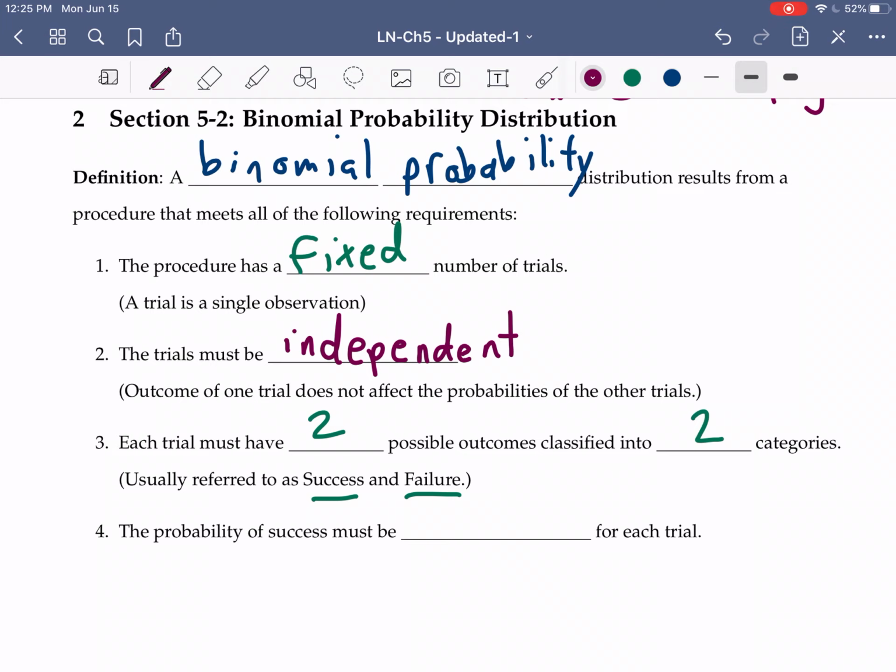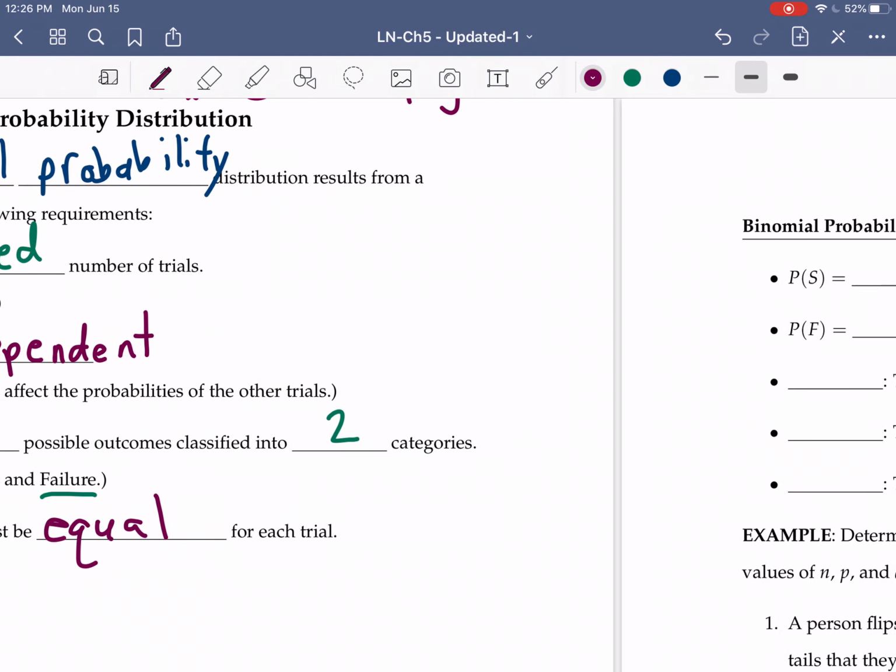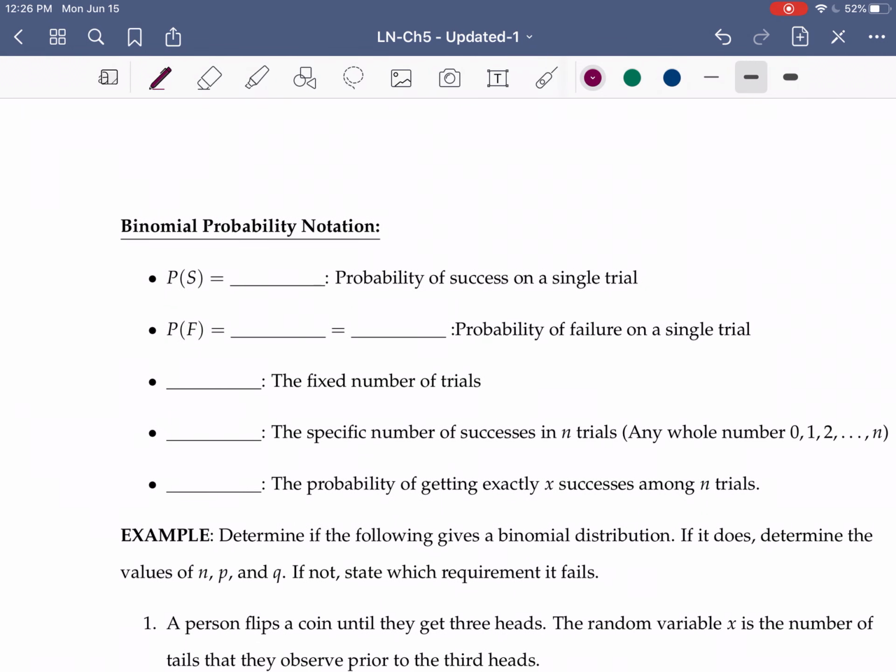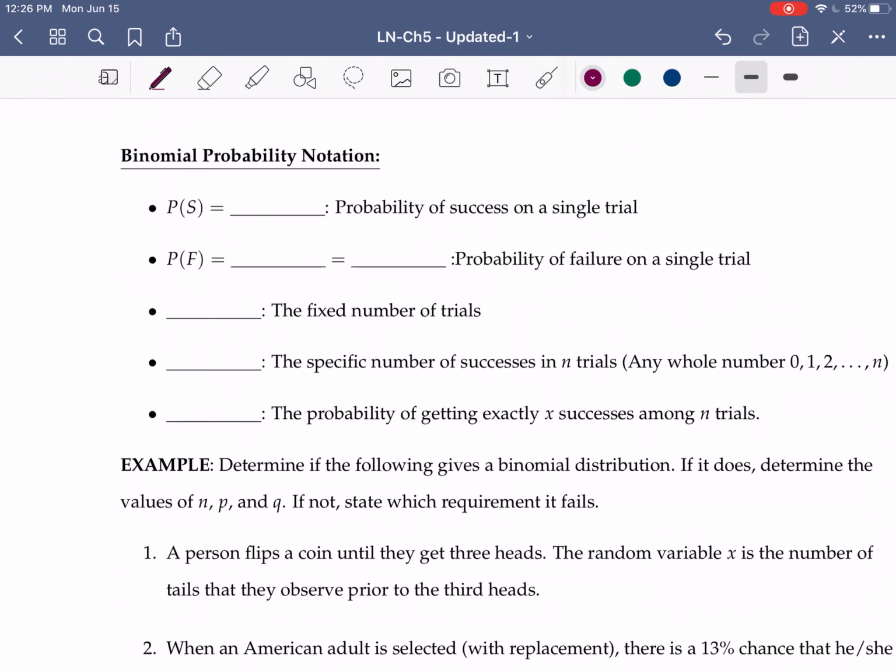And then the fourth requirement: the probability of success must be fixed, or equal, for each trial. So from one trial to the next, the probability of success should be the same. Let's take a look in a moment and see if we can determine whether some of these things are binomial distributions, but let's talk about notation first.